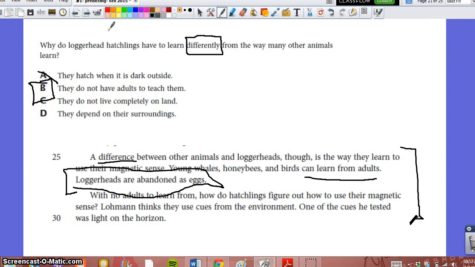All right, so there are a few more questions, I think 4 more for this passage. You can find them in Google Drive. See if you can use the prediction strategy for the rest of these questions. And good luck.